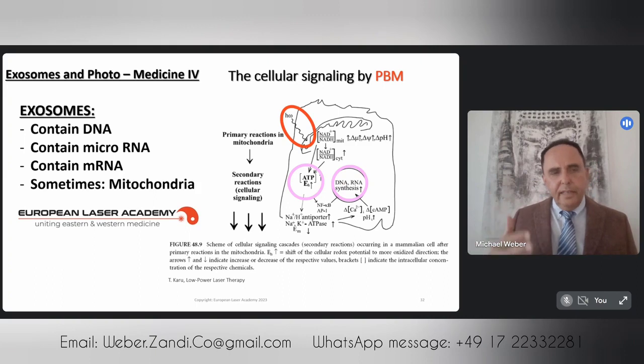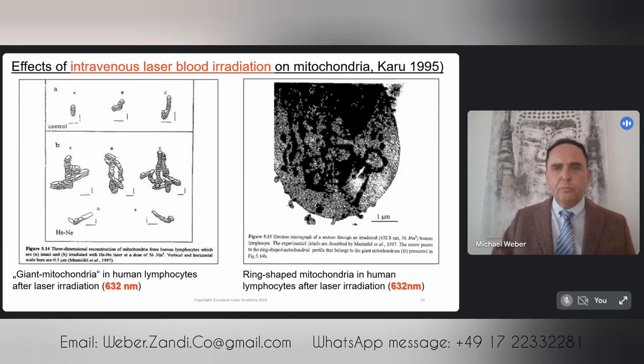Exosomes contain DNA, microRNA, and mRNA, messenger RNA, and sometimes even mitochondria. So we have a directly boosting effect on the stem cells and on the exosomes.